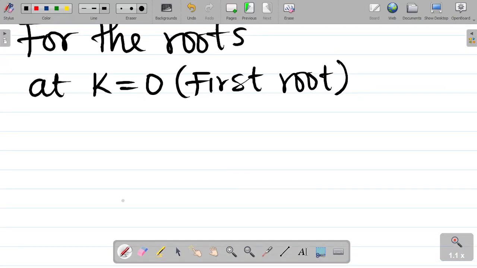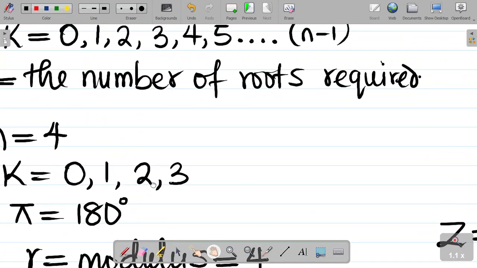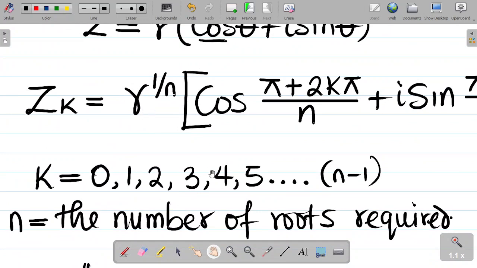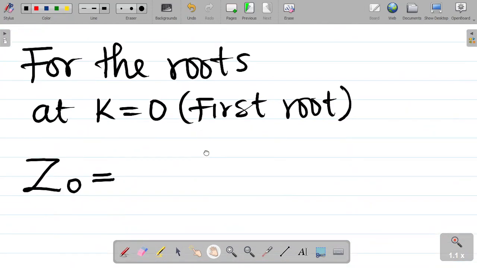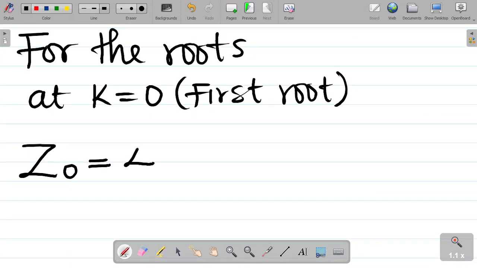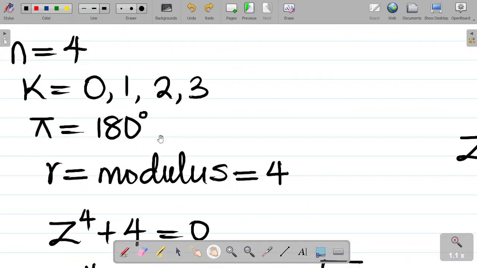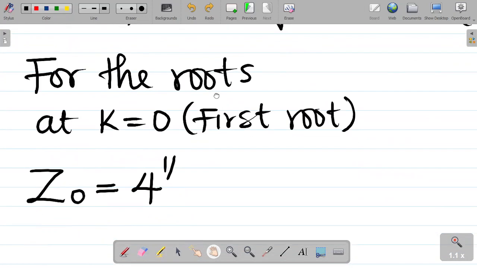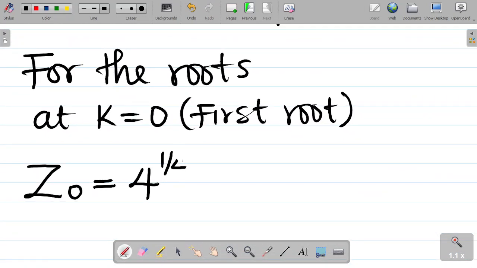And what would this be? We would have z k, with k being 0, equal to, look at what you have here, r to the power 1 over n. That becomes r. What's r there? R is 4. So it becomes 4 to the power 1 over n. What's n again? If you look at the question here, we said n is equal to 4, because we were asked to find the fourth root. If you ask to find the sixth root, n will be 6. Just like that. So 4 to the power 1 over 4, that's this.